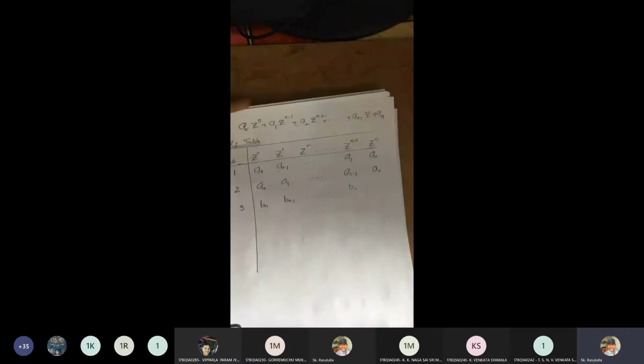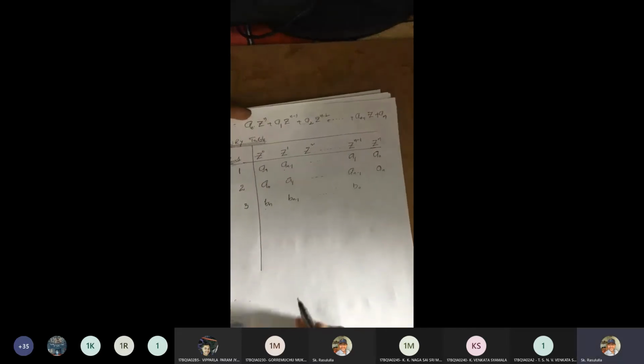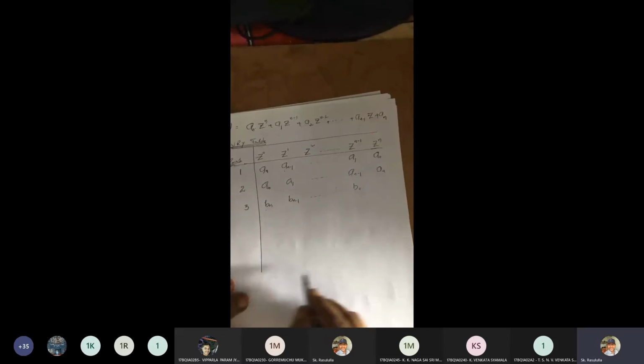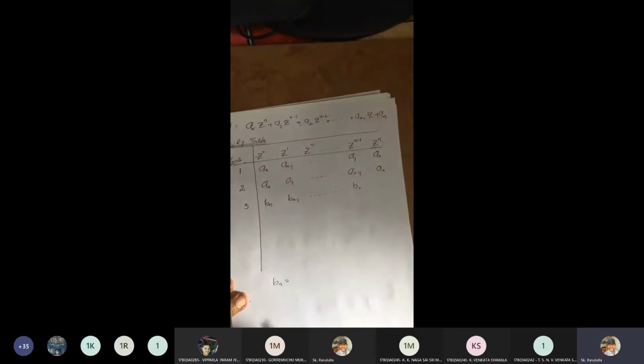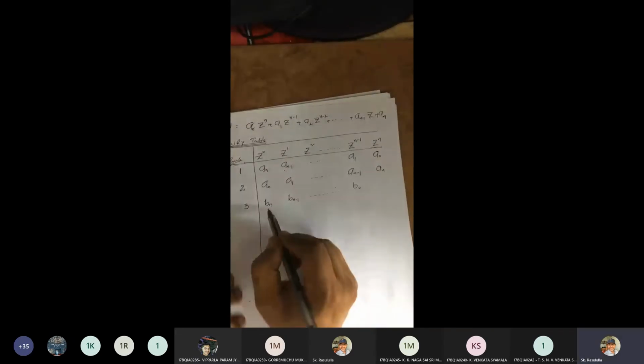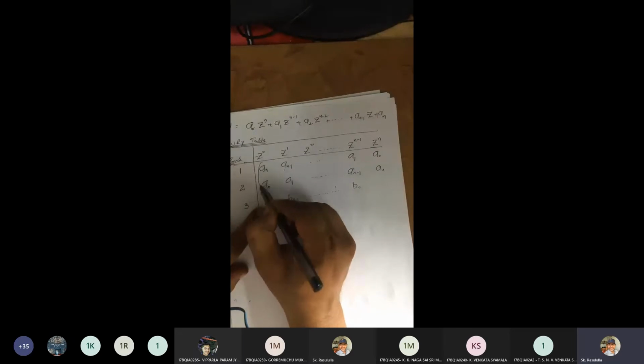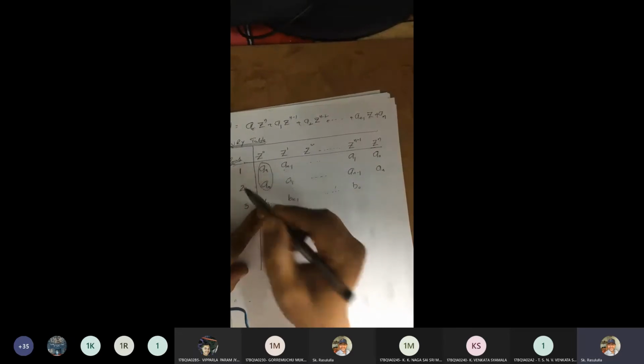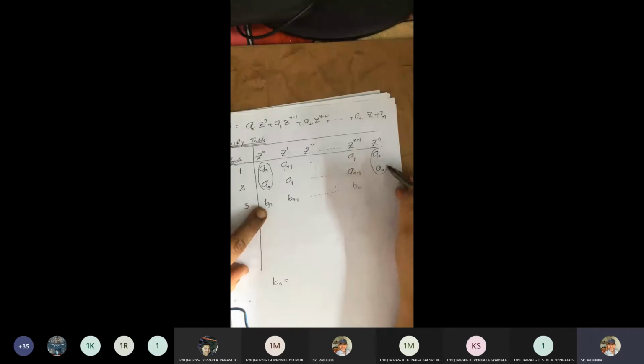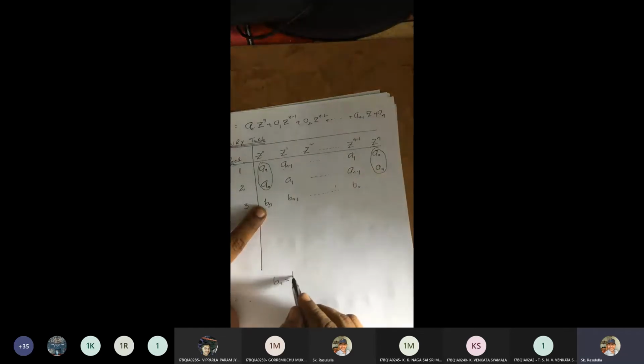How to calculate this bn? Just take the two rows above this row. You consider the first terms, an and a0, and the last terms, a0 and an. You take the determinant of an a0 and a0 an. This is bn.